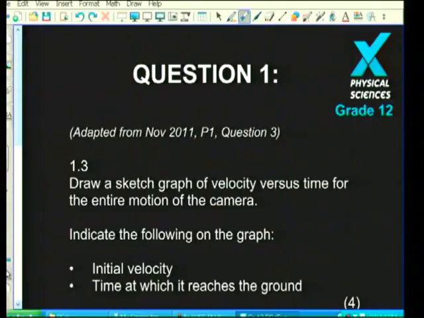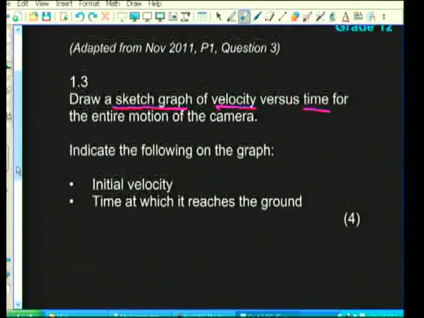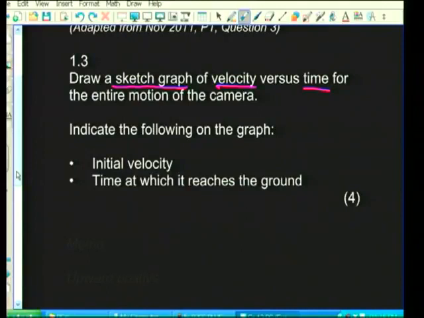Question number 3. Draw a sketch graph of velocity versus time for the entire motion of the camera. Indicate the following on the graph: the initial velocity and the time that it reaches the ground. So that's a value that I've just calculated from 1.2, and then the time that it reached the ground was my 6 seconds that I had previously been given from the question. Now, when they say a sketch graph, we're referring to a relatively quick graph, not that much detail, but the big detail you have to have on your sketch graph is you need to include the labels on the axes, both labels and units on the axes.